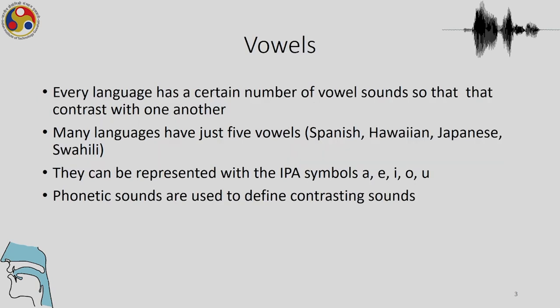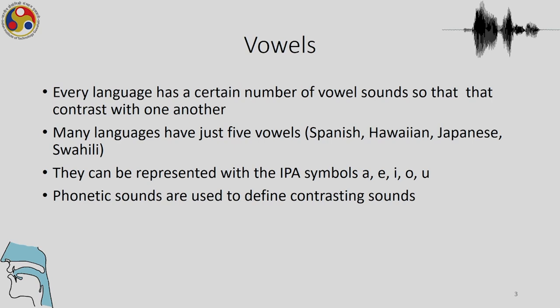So every language has a certain number of vowels so that they have words which contrast with each other. As a result, in English, we can have tip and tap as two different words because the two vowels in those two words are different.